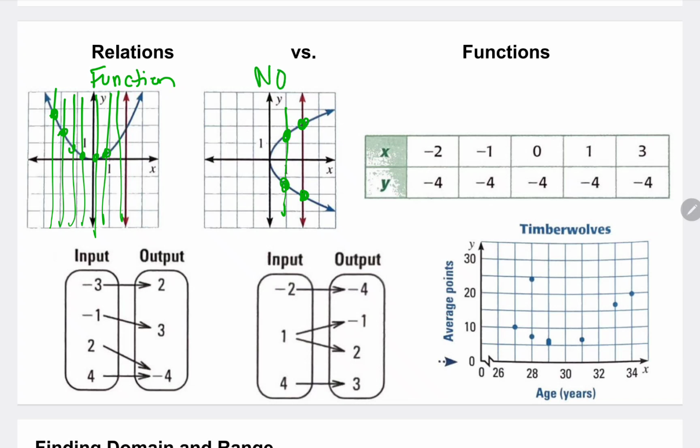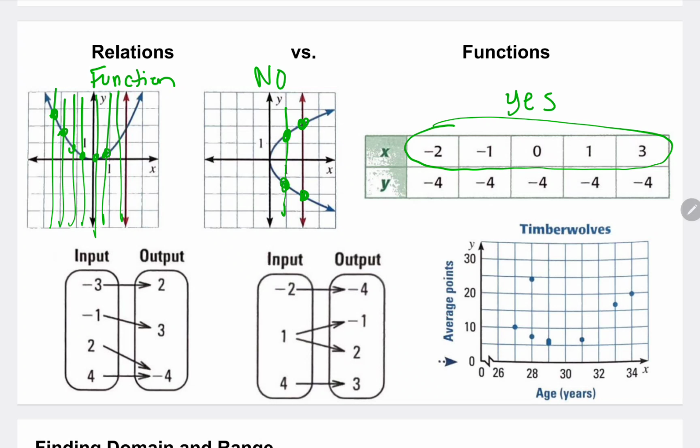When we're looking at a table, we're looking at the inputs, and we want to make sure that every input has just one output. So -2 has just one output, it's -4. -1 has just one output, it's -4. 0 has just one output, and so on and so forth. So this is considered a function.